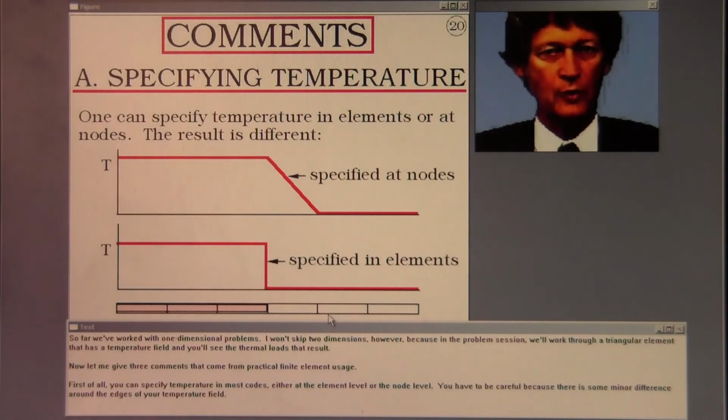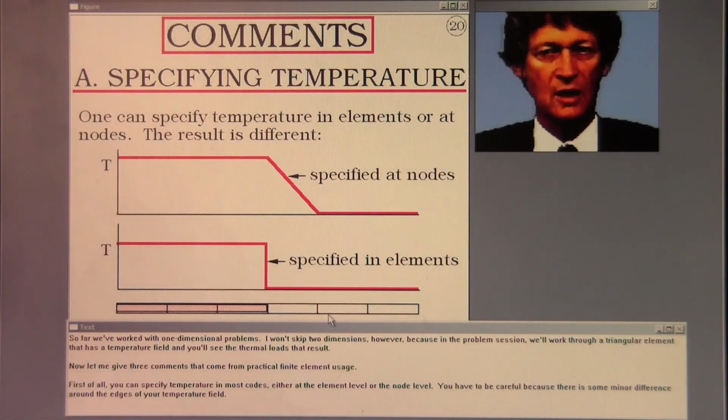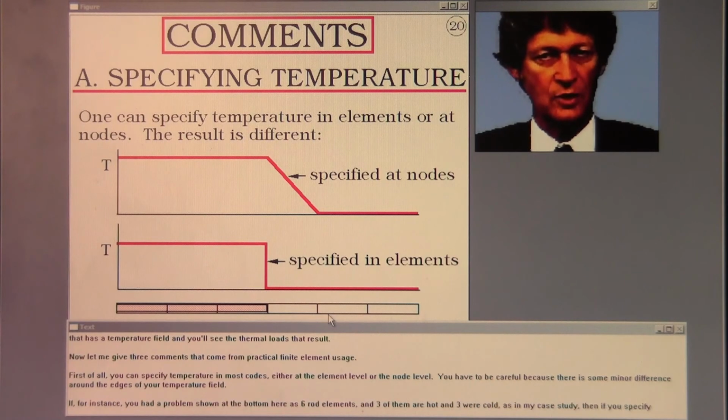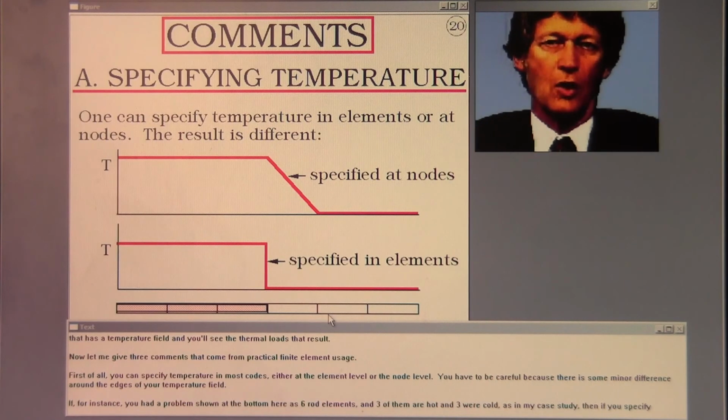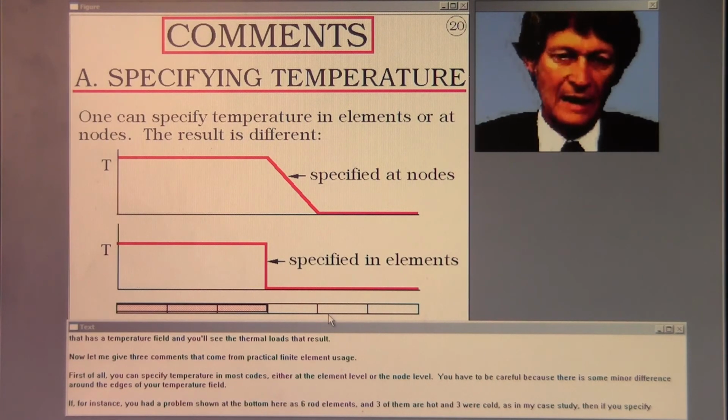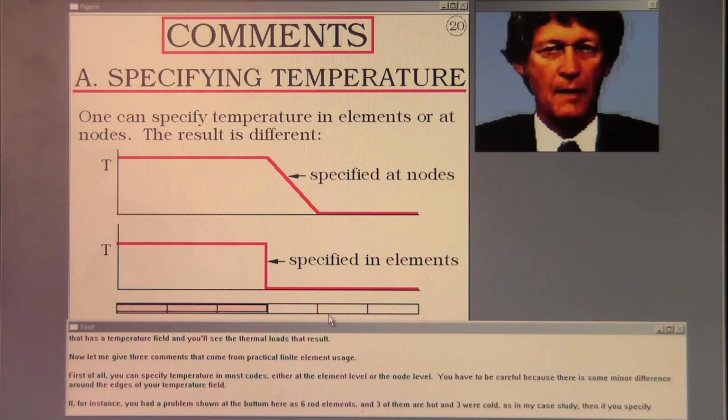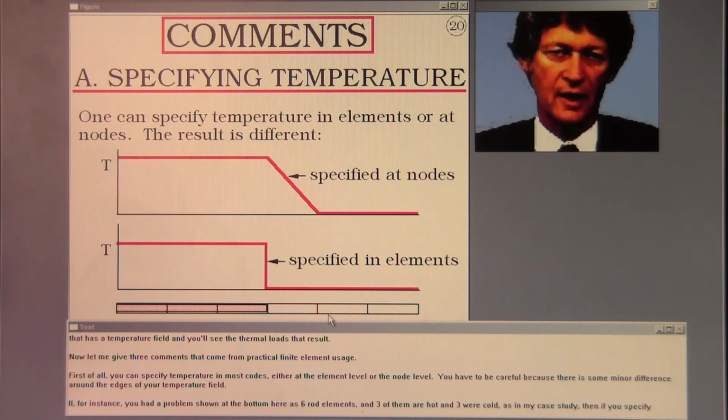So far, we've worked with one-dimensional problems. I won't skip 2 dimensions, however, because in the problem session we'll work through a triangular element that has a temperature field, and you'll see the thermal loads that result. Now let me give 3 comments that come from practical finite element usage.